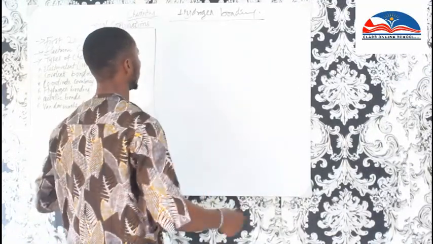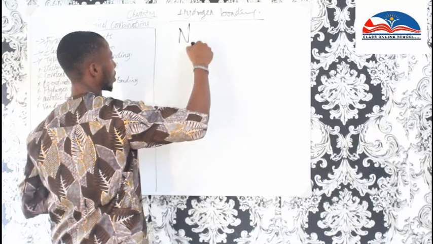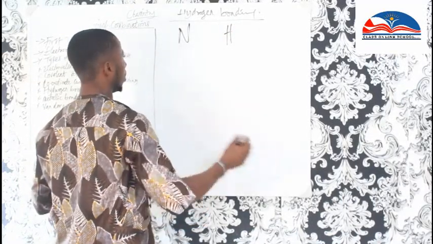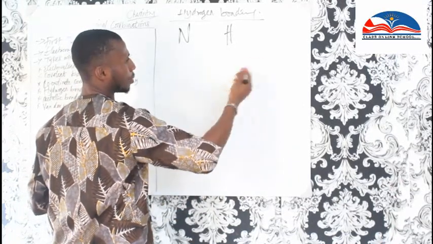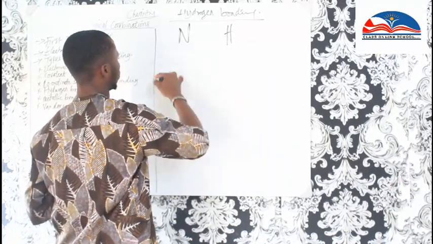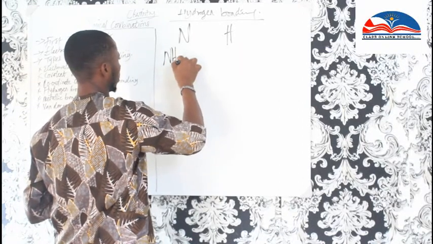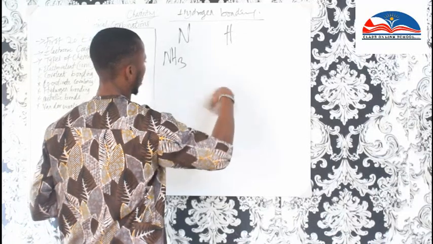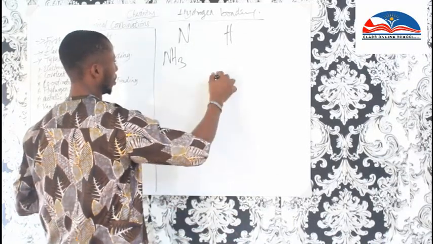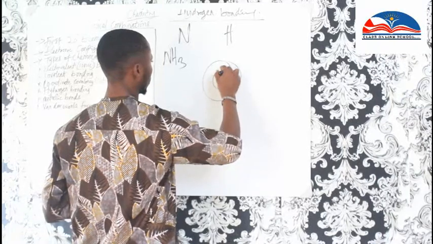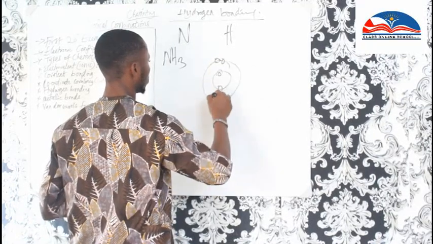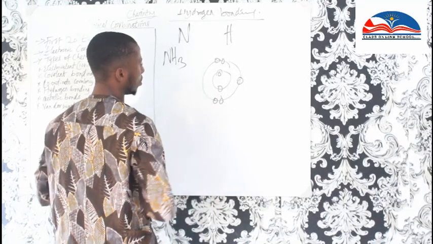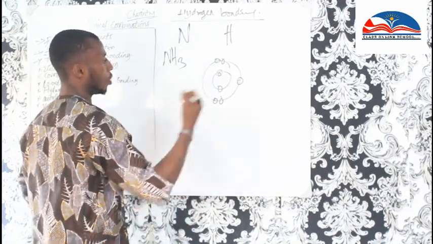Like I said, for example, nitrogen and hydrogen. Now, nitrogen, due to the dipole-dipole bonding, has the capacity of producing what we call amine, NH3. In NH3, you have nitrogen having 3 hydrogens around it. Alright. So, nitrogen. Now, oxygen.